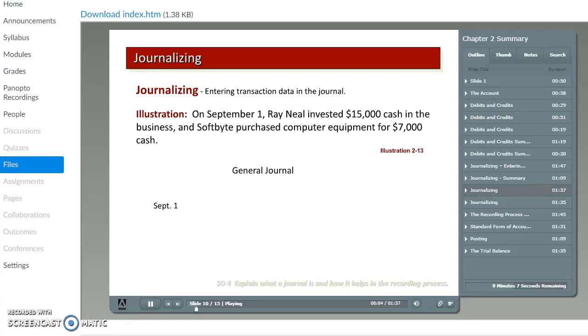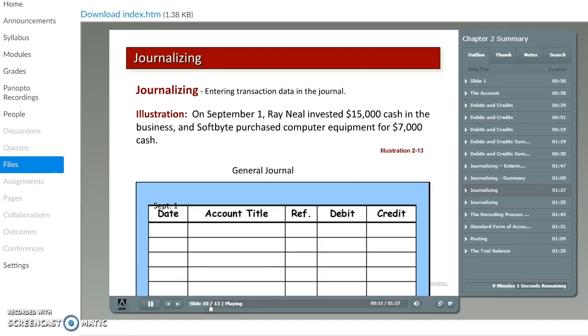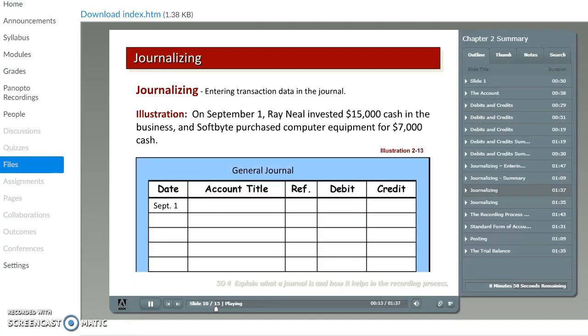Go over a couple of journal entries. On September 1st, there are 2 transactions that are recorded into journal entries. The first transaction involves an owner, Ray Neal, investing $15,000 cash into the business. The 2 accounts involved are cash and owner's capital.